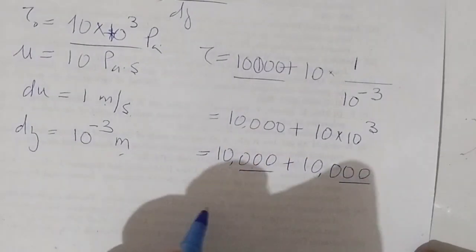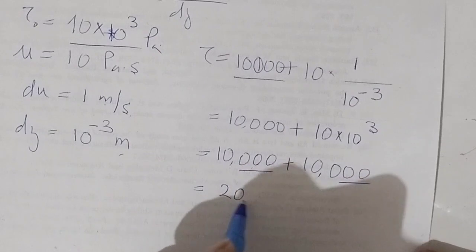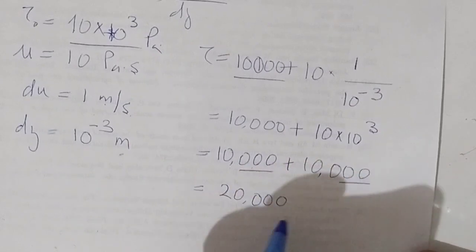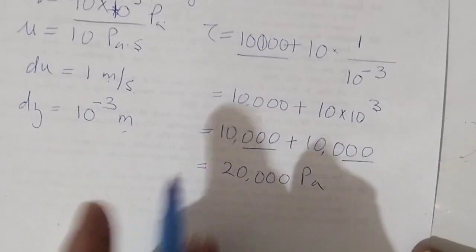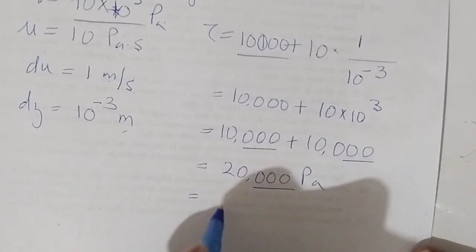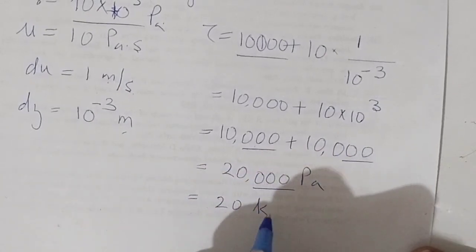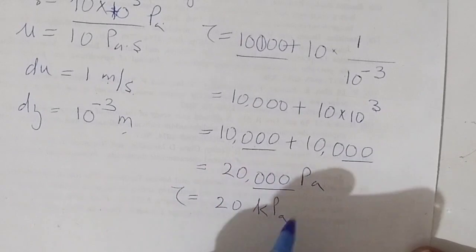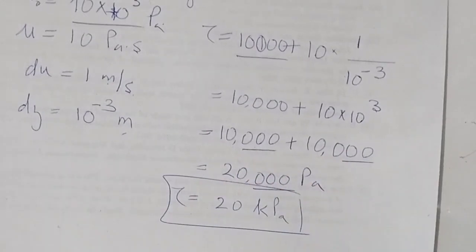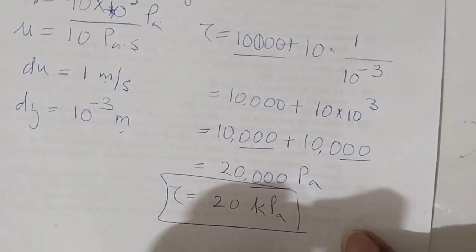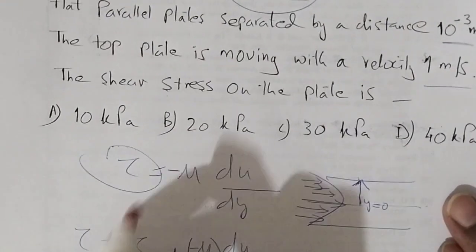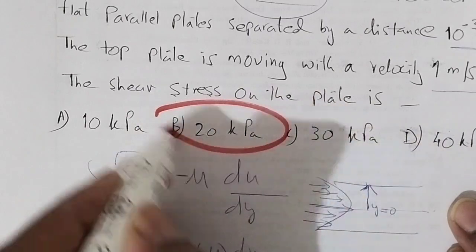So 10,000 plus 10,000 becomes 20,000 Pascal, or you can write 20 kilopascal. So the value of shear stress is 20 kilopascal. So let us see the options. Yes, the second option is 20 kilopascal.